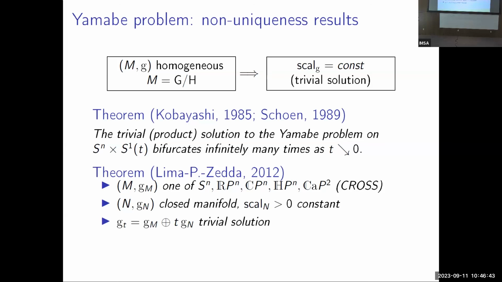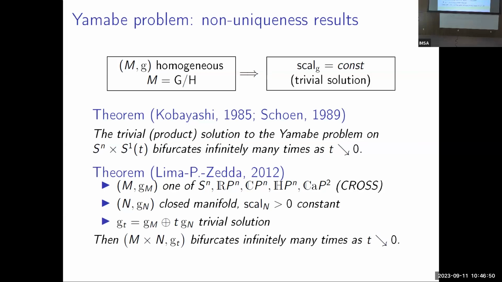We multiply them and we take the metric on the second factor shrunk with this factor t, and then as this factor shrinks, we have infinitely many bifurcation points. So infinitely many solutions for the Yamabe problem also in this case.